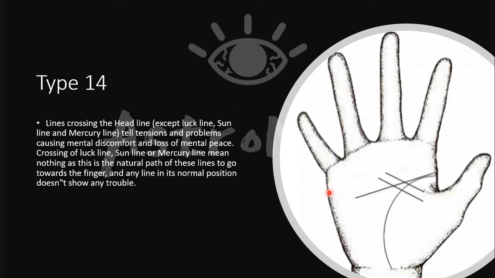Now if there is some line crossing the headline, except the luck line, sun line and mercury line, and it is directly crossing the headline, it tells about tension and causes mental discomfort and loss of mental peace. If it is crossing the luck line, sun line or mercury line, it means nothing, as this is the natural path of these lines to go towards the finger. So if a line is crossing this way, then it will affect the person mentally. Otherwise, if some line is there, it will be a normal one.